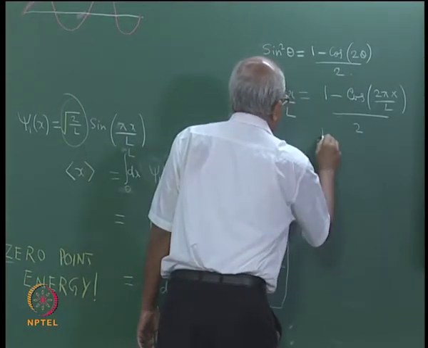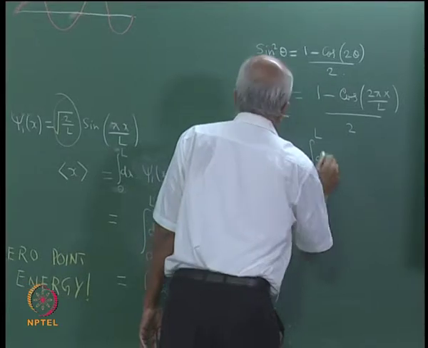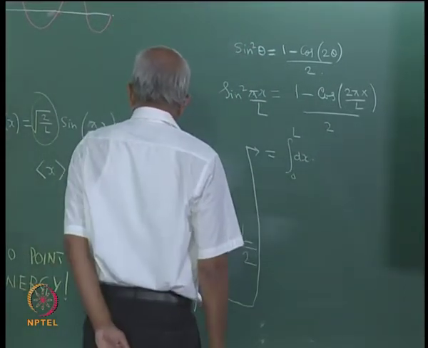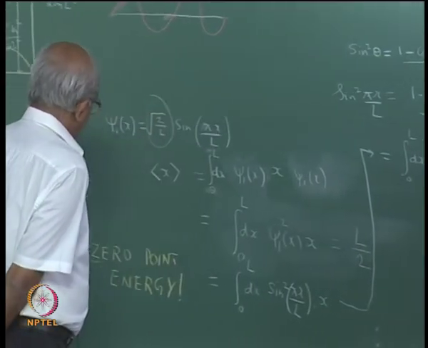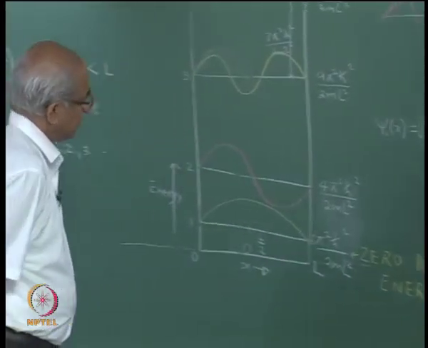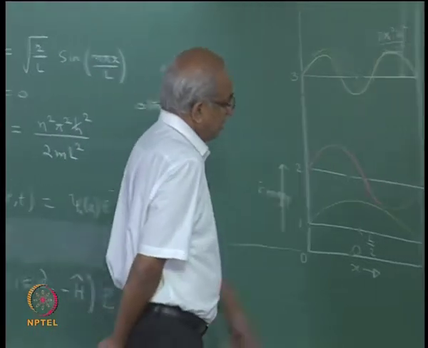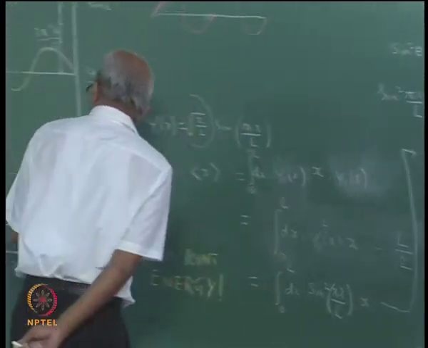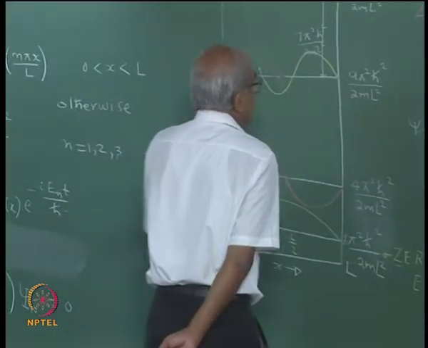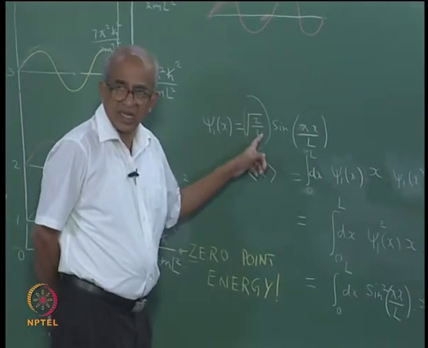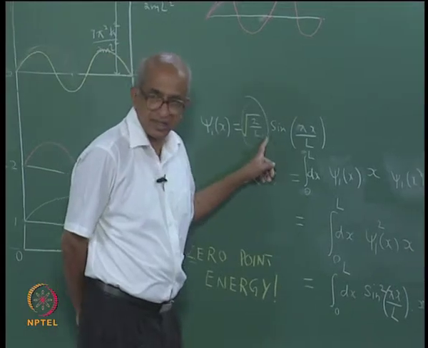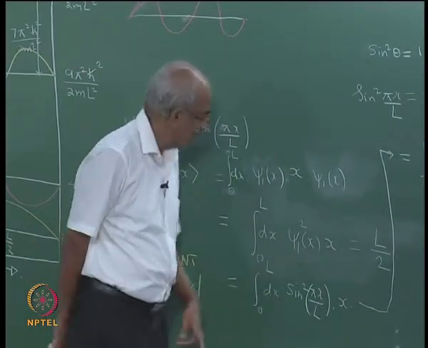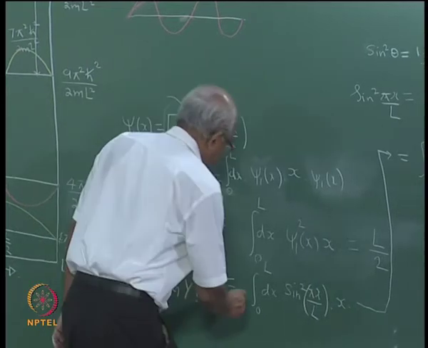Integral 0 to L dx. The first term is simply, well, I did make a mistake, didn't I? At this point I did make a mistake, because psi 1 of x actually contains the square root of 2 by L. I didn't write this square root of 2 by L, I just wrote the sine square term. So therefore I have to correct for that mistake.